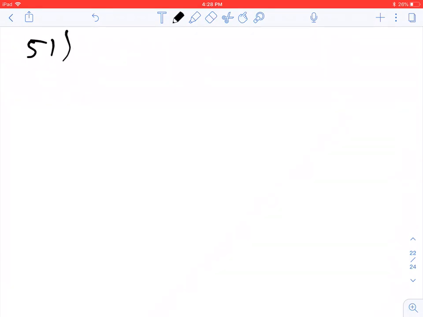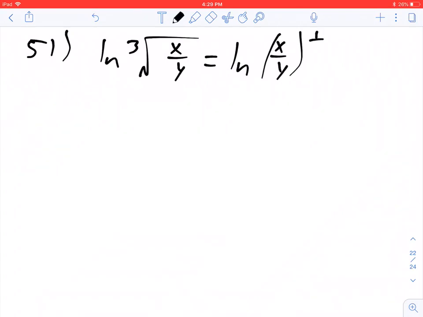51 is natural log of the cube root of x over y. Notice the cube root is over everything. So when we bring that, that's going to turn into the 1/3 power. So we have natural log of x over y to the 1/3. Notice the 1/3 is around everything. That's going to come out in front of the natural log via the power property.